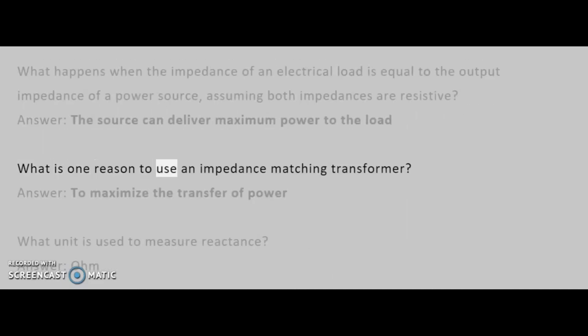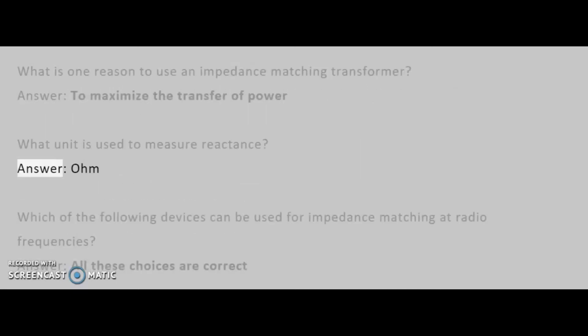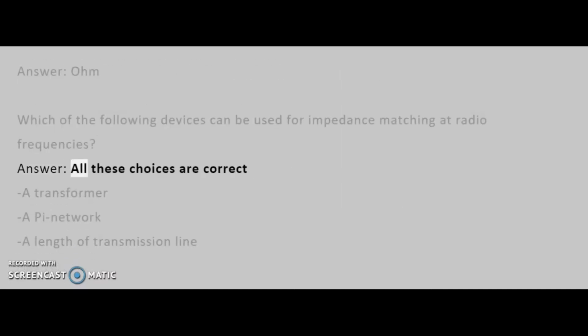What is one reason to use an impedance matching transformer? Answer: to maximize the transfer of power. What unit is used to measure reactance? Answer: ohm. Which of the following devices can be used for impedance matching at radio frequencies? Answer: all these choices are correct. A transformer. A pi network. A length of transmission line.